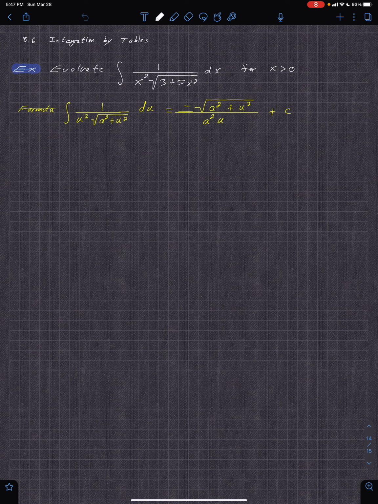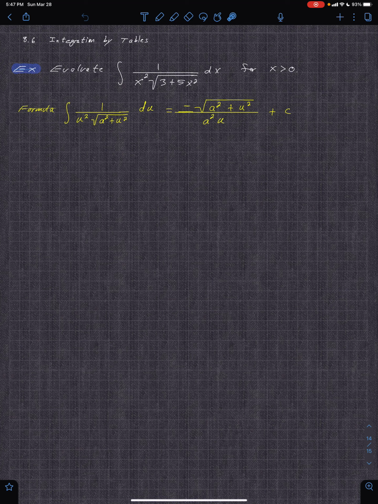8.6 is on integration by tables, and we have sort of done that already when we derived formulas for inverse trig functions. So this is the more general way of looking at it. In the first case here, I went ahead and gave you the formula directly. But how you do this is you have this integral, and you want to say, okay, what's the antiderivative, and you look to see this form.